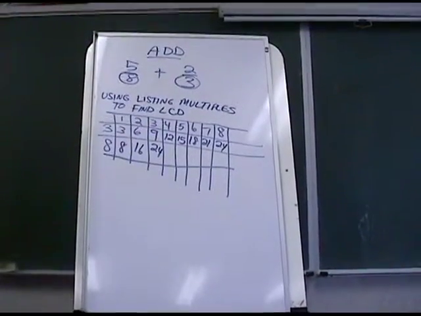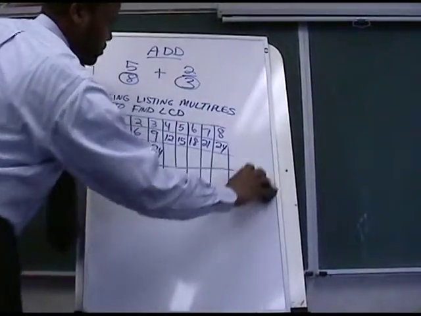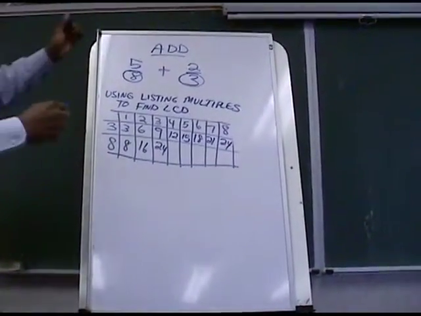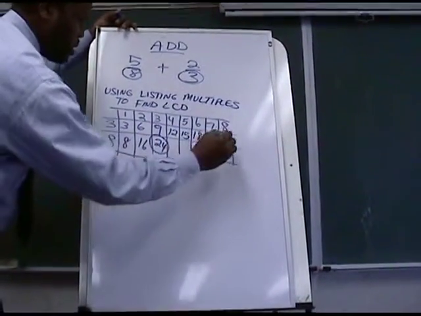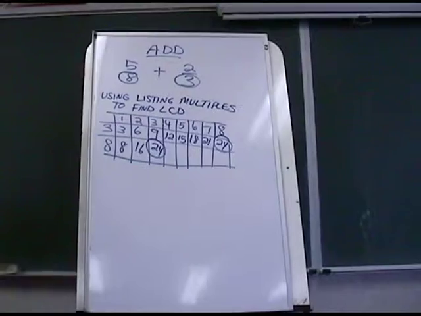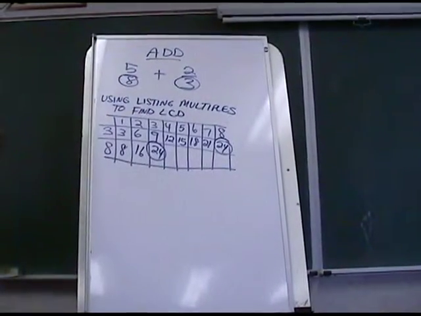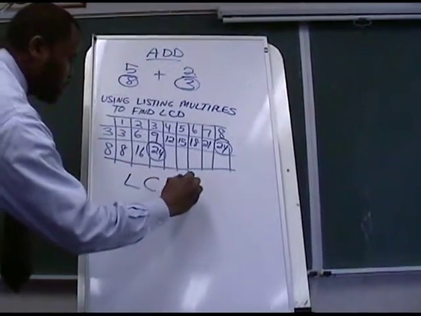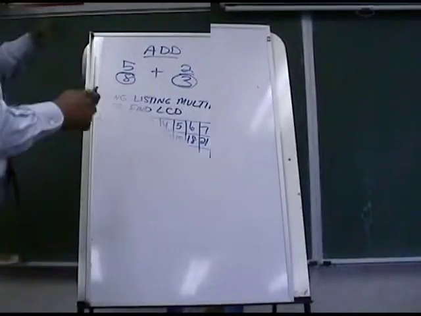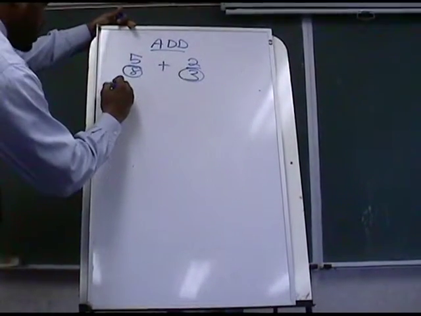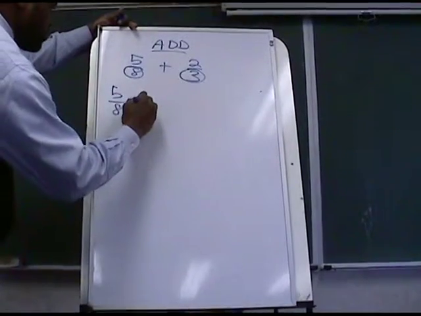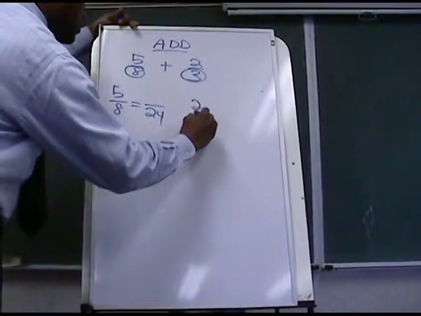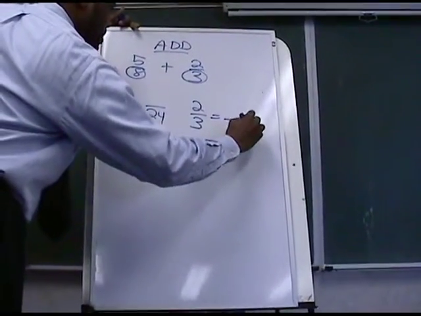So by using listed multiples, we were able to determine that the least common denominator is 24, because the lowest number that we can divide 8 and 3 into evenly is 24. So therefore, the least common denominator is 24. Take our LCD. We have to convert these fractions. Convert 5/8 to a fraction that has 24 as its denominator. We take 2/3 and convert that into a fraction that has 24 as its denominator.